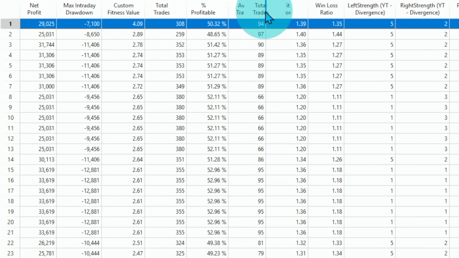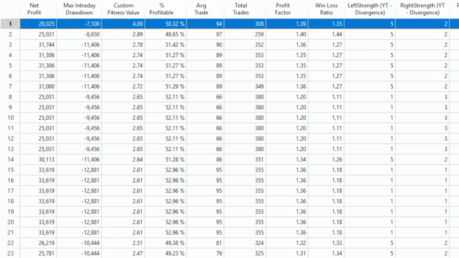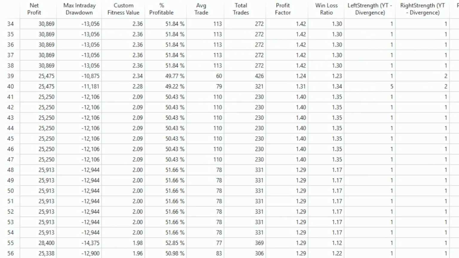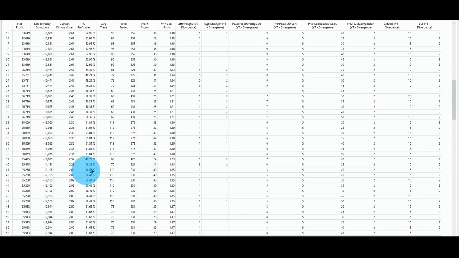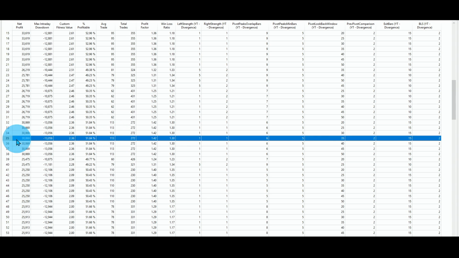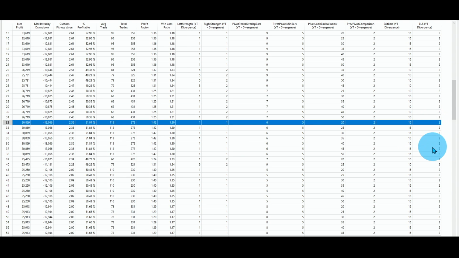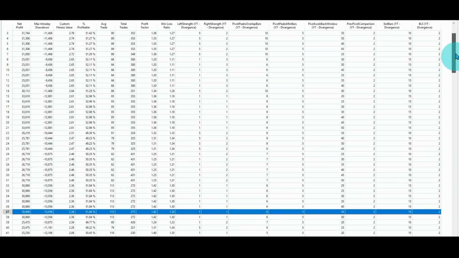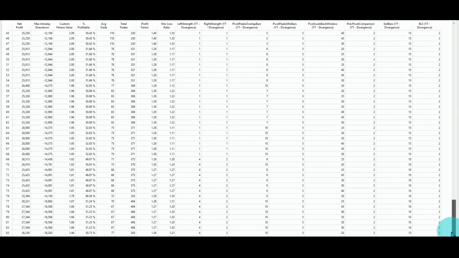So let me bring this here. If we scroll down, we can see that the best average trade is 113. So I will pick also, it's more net profit, but it's lower custom fitness. Remember, I can still add a filter to the strategy. So this is the best average trade just for comparison. And they're all short strategies. In fact, if you look at this, all of them are short strategies.